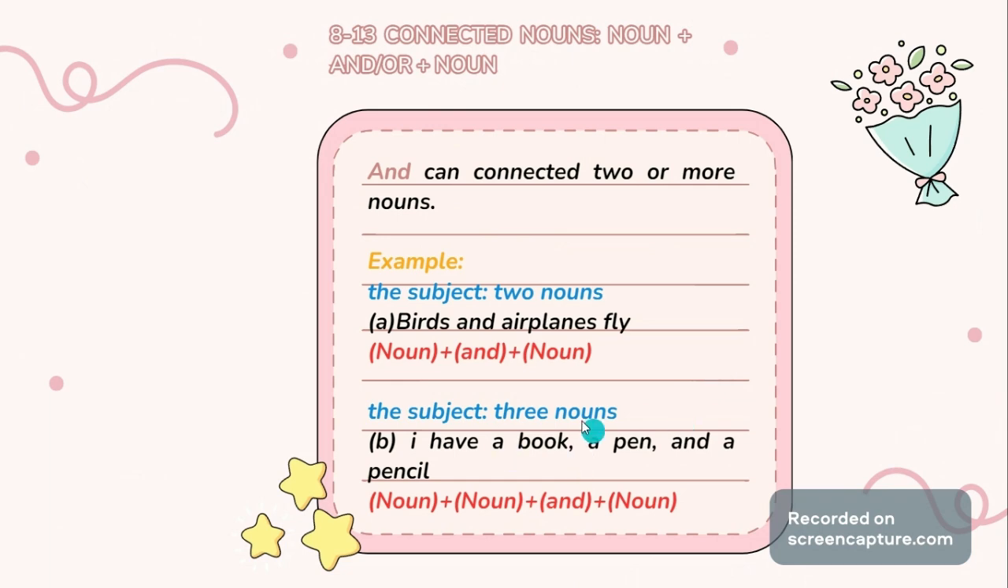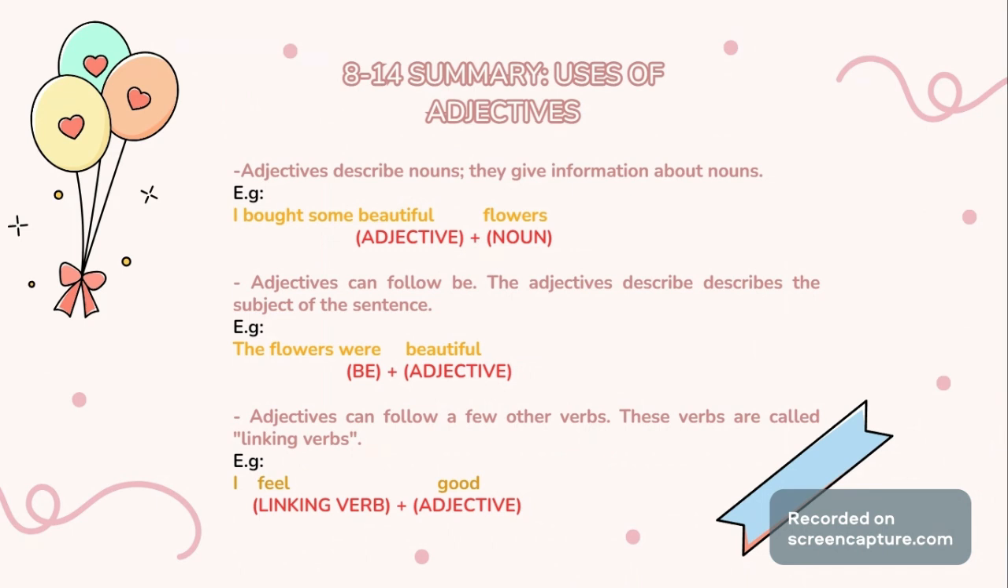Next, summary: use of adjectives. Adjectives describe nouns. They give information about nouns. Example, I bought a beautiful flower. Beautiful is an adjective and flower is a noun. And adjectives can follow be. The adjectives describe the subject of the sentence. Example, the flower is beautiful. So, an adjective follows be, and the adjective is beautiful.